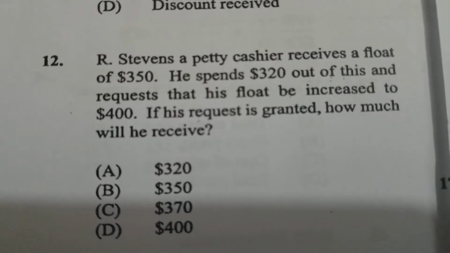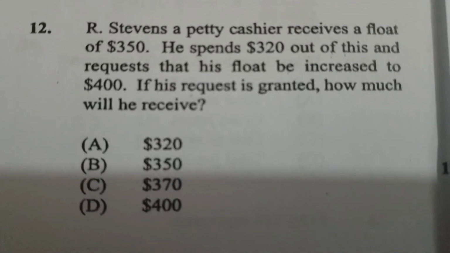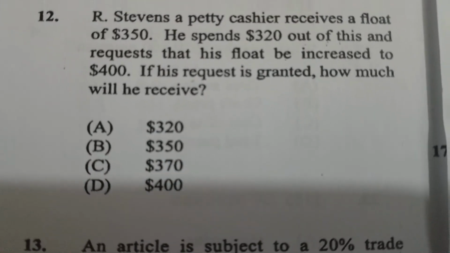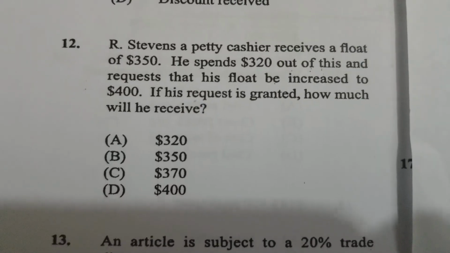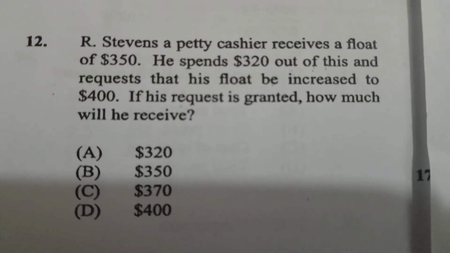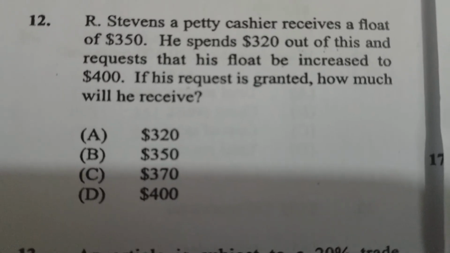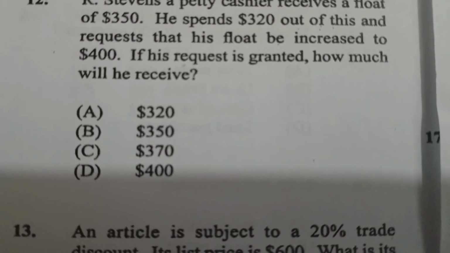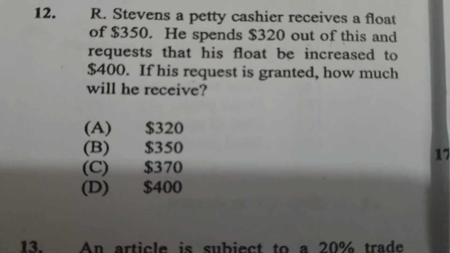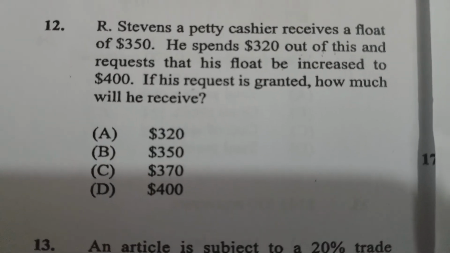Next, it says, R. Steves, a petty cashier, receives a float of $350. He spends $320 out of this and requests that his float be increased to $400. If this request is granted, how much will he receive?